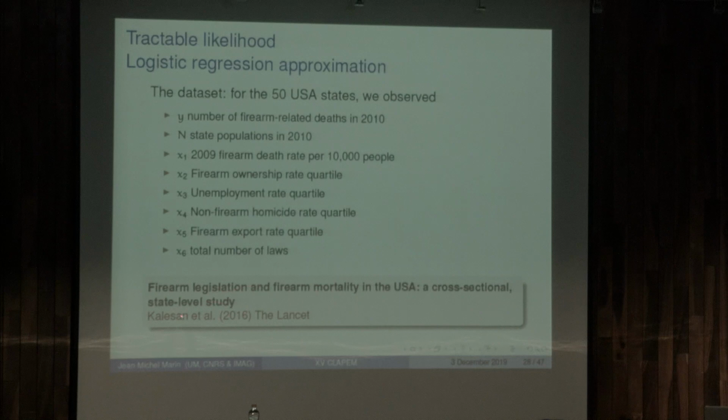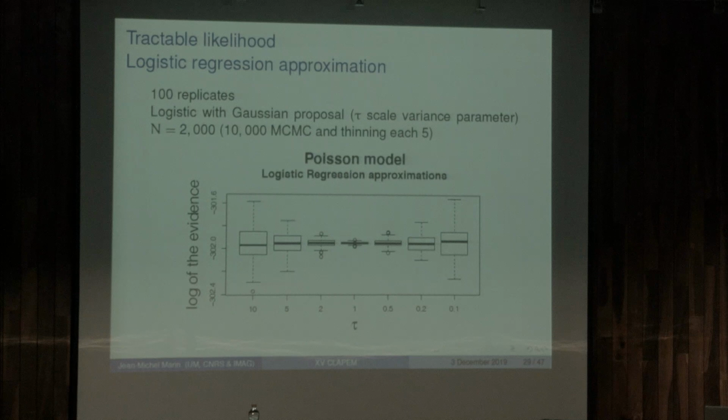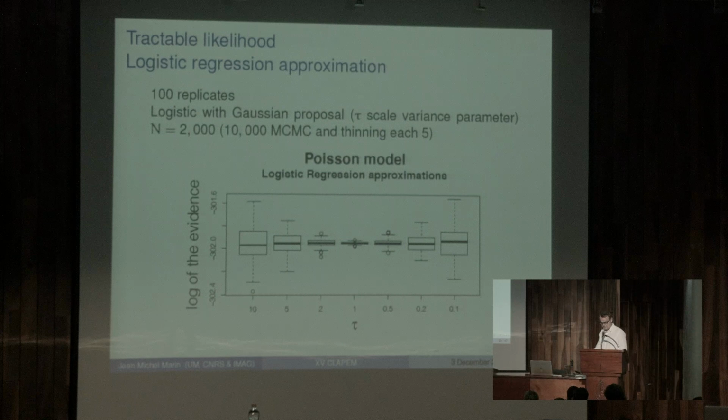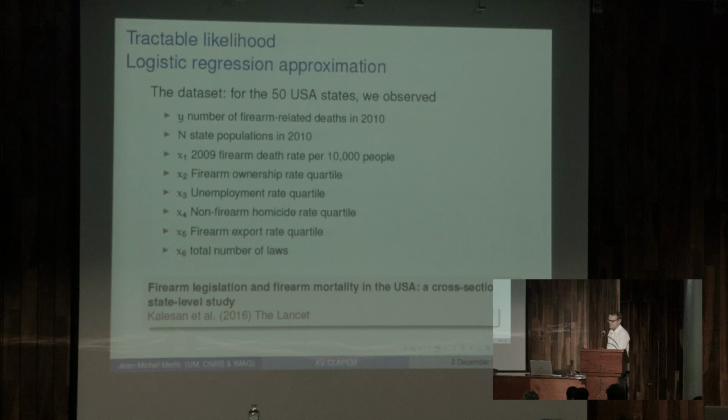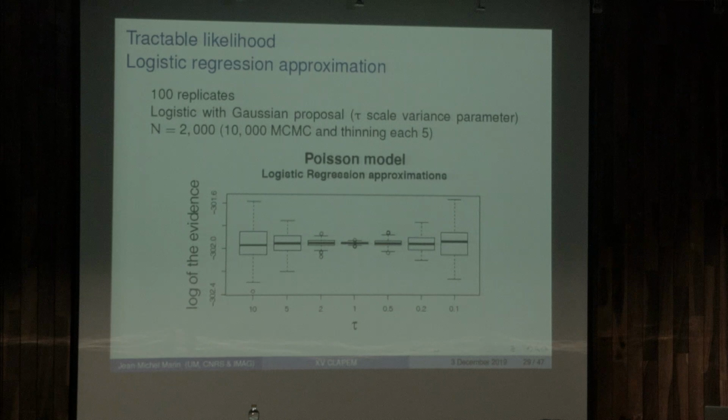And so what we do is try to test our strategy to approximate the evidence. Here you are in dimension 7. You have six covariates plus the intercept, so you have a vector of dimension 7 to integrate. We do exactly the same as before, but it's almost impossible to sample explicitly from the posterior, so you use an MCMC sampler.